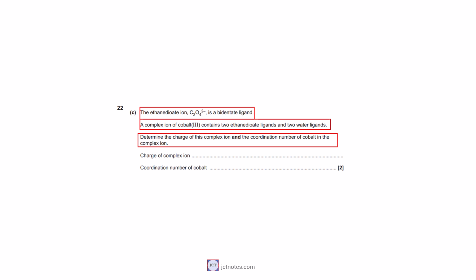The cobalt-3 has a +3 charge. Each ethane diode ligand has a 2 negative charge. As we have 2 of these ligands, the total contribution is -4. The water ligands are neutral, adding no charge. The total charge of the complex is 3 - 4 + 0 = -1. Thus, the charge of the complex ion is -1.